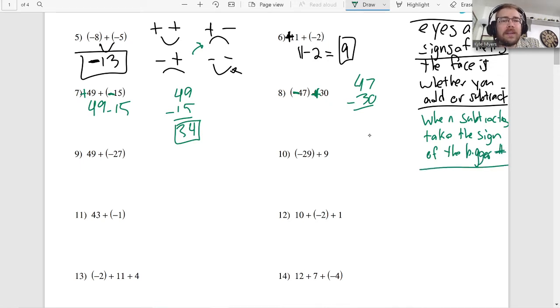Okay, so 47 minus 30. All right, well, 7 minus 0 is 7. 4 minus 3 is 1. Well, it's not 17, though. Careful. We need to take the sign of the bigger number. So the answer is negative 17.